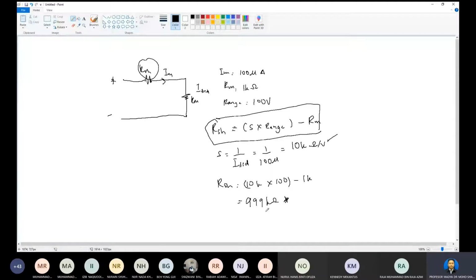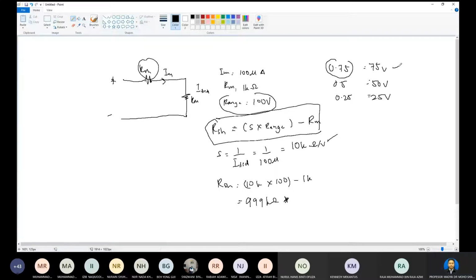Also calculate the applied voltage when the instrument indicates 0.75, 0.5 and 0.25 of the full scale. That means 0.75 from the full scale deflection, so multiplied by 0.75 multiplied by 100, the answer will be 75 volts. This one will be 50 volts and this one will be 25 volts.